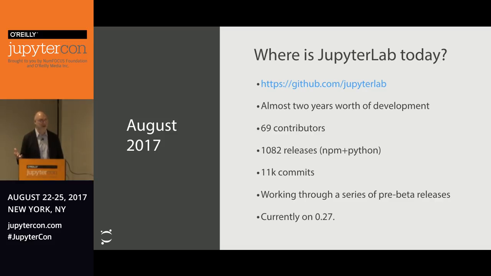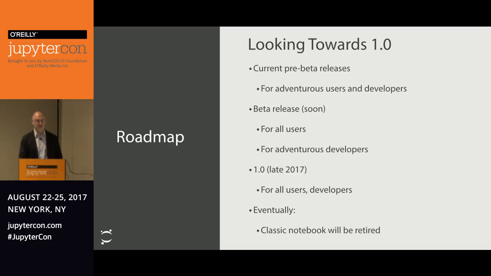So to give you a sense of the magnitude of work that's gone into JupyterLab, we're currently working through a series of pre-beta releases. Our current release number is 0.27, which is not particularly meaningful. What you're more interested in is the question, when should you start to use it? And it really depends on how adventurous you are. Here's my short summary. The current pre-beta releases are fantastic for adventurous users and developers, right? I'm actually using JupyterLab day-to-day when I'm using the notebook, and it's fantastic. But obviously, I'm adventurous in that sense.